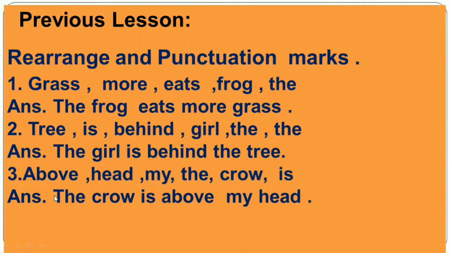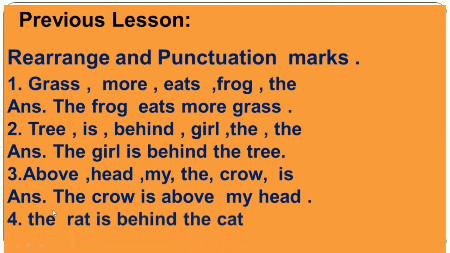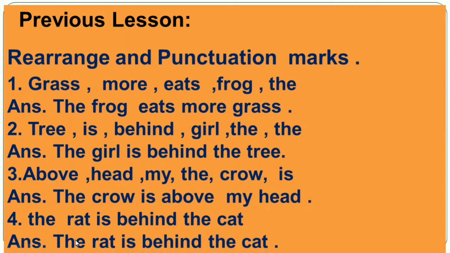Now, next one, put the punctuation marks. Here, the rat is behind the cat. Put the correct punctuation marks. So, the correct sentence will be: the rat is behind the cat. The first letter of the will be a capital letter, and at the end of the sentence you have to put a full stop. Yes, this is the correct sentence. Thank you, my dear student, for learning your previous lesson.